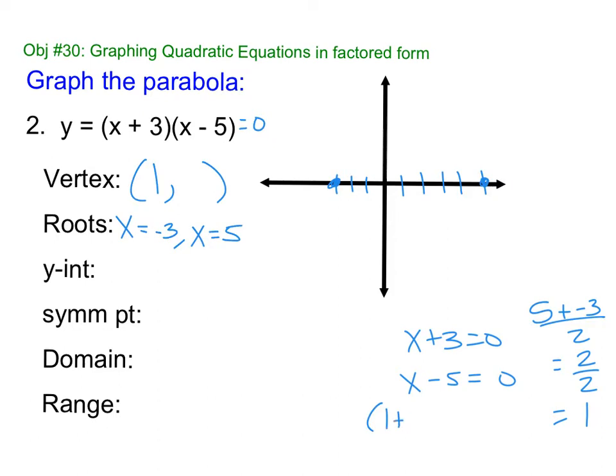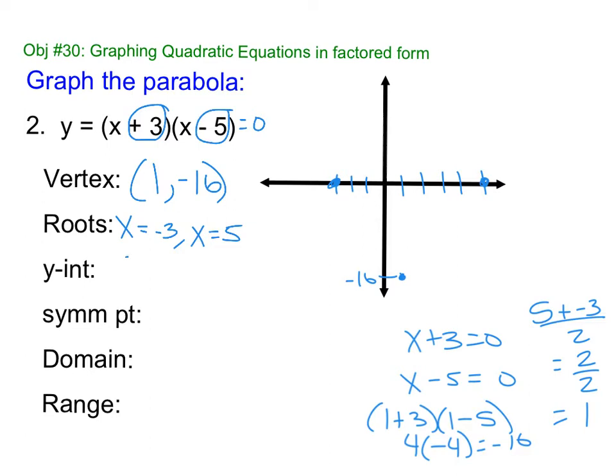So I have 1 plus 3 times 1 minus 5. 4 times negative 4 is negative 16. That's why I gave you this grid, because we have to go all the way down to negative 16. So I got a point there. And then my y-intercept. Remember, if you plug in 0, you get negative 15. Symmetric point, double my vertex, so 2, and then it's the same. So there's our negative 15.